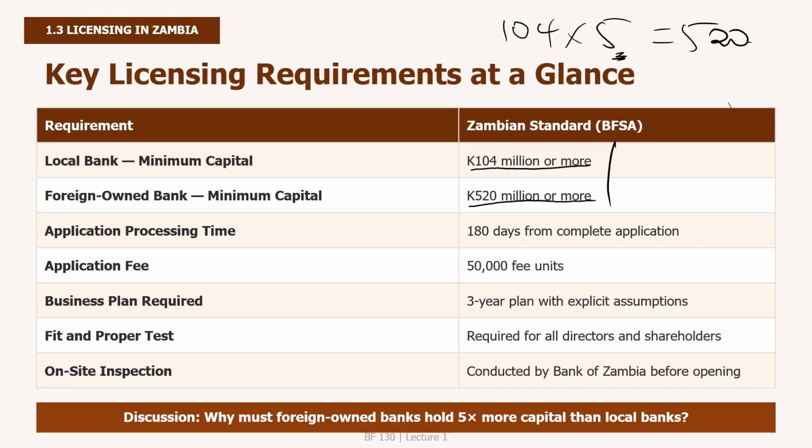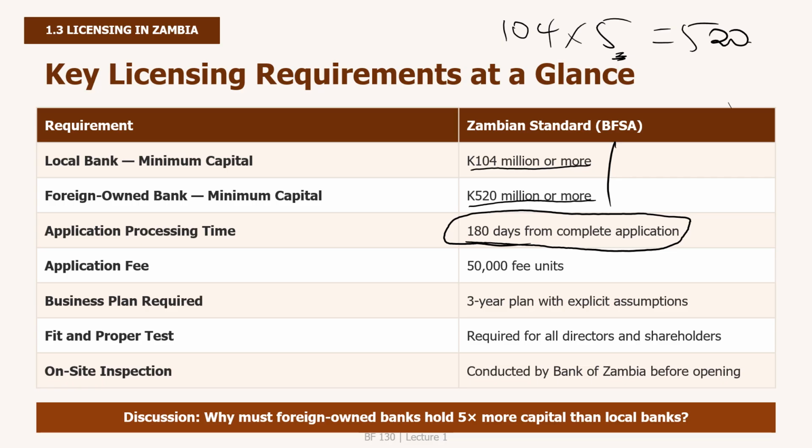Other things that you may need to look out for are the maximum time for the registrar to respond to an application. Ideally, it's 180 days. That's the maximum time the registrar has to process a complete application. We've talked about the issue of 500 fee units already.